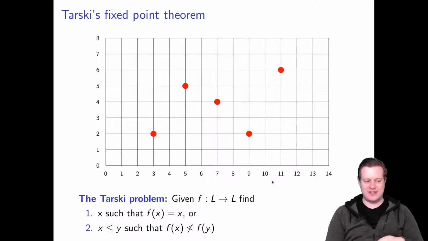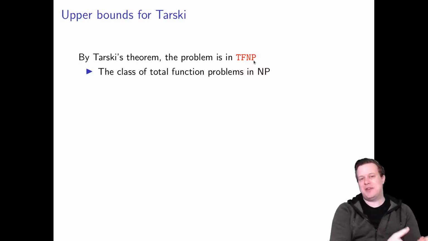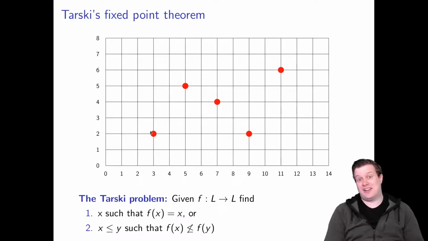So Tarski's theorem says if you are order preserving, then there is a fixed point. And if you are not order preserving, well, then there must be a violation of order preservation. So no matter what f you give me, there is definitely one of these two things that you can find, or that I can find, to give you back in order to solve this problem. So it's a total function problem, and then this NP just says it's in NP, meaning that we can efficiently verify the solutions to the problem. So if you give me a fixed point, I can verify it's a fixed point. If you give me an order preservation violation, I can verify it's an order preservation violation, both in polynomial time. I just need to inspect what f does to these 2 points.